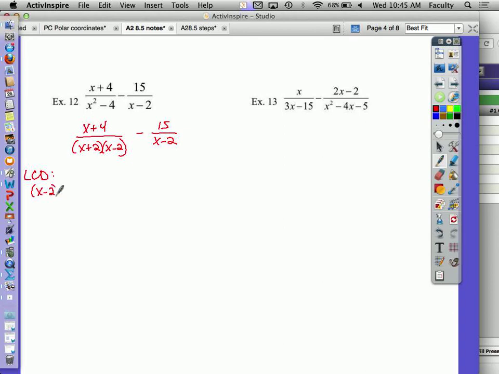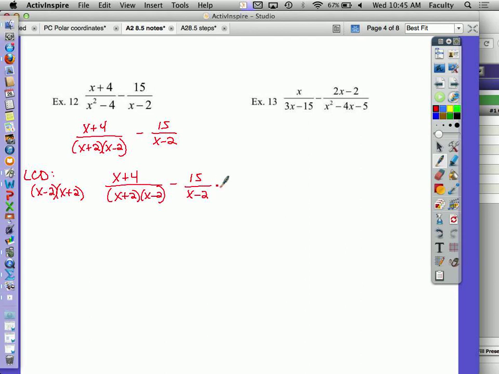So it's got to be x minus 2 times x plus 2. It needs to have both factors. So it's any factor that you see, but if it appears on more than one, you take the higher exponent. Okay. Now if they both are to the first, you just take it to the first. Alright, so now you should notice the first fraction has the LCD, so I don't need to do anything to that one. Okay?